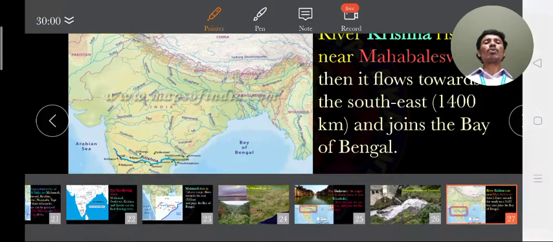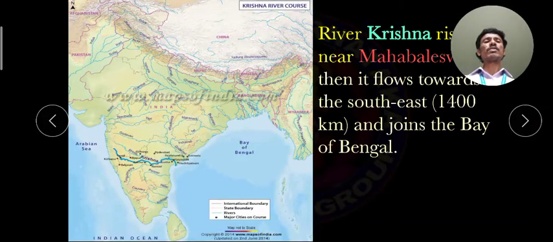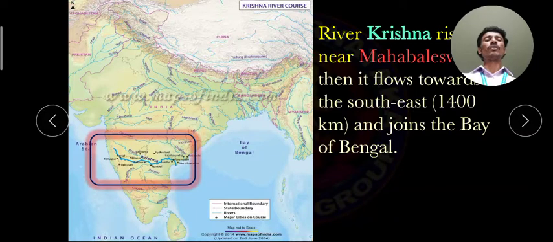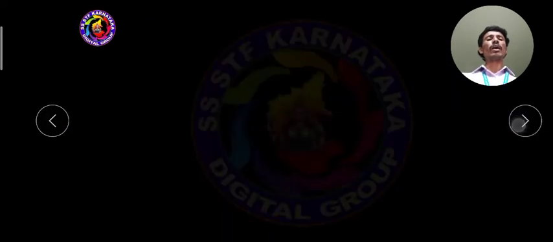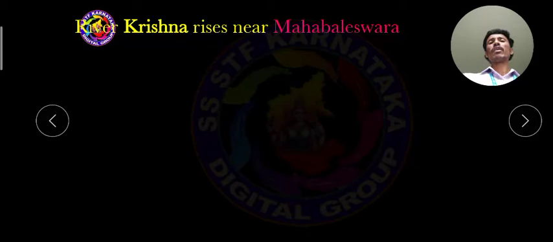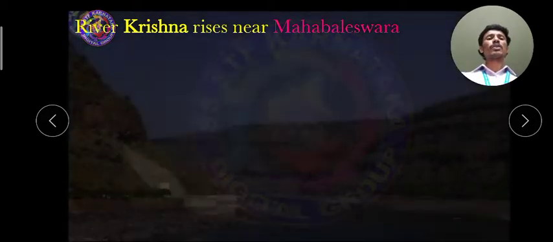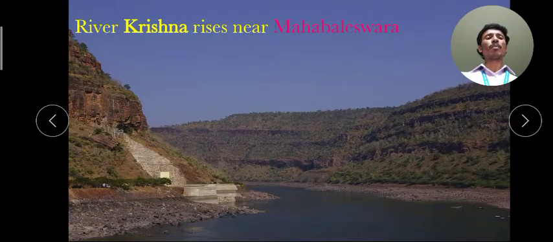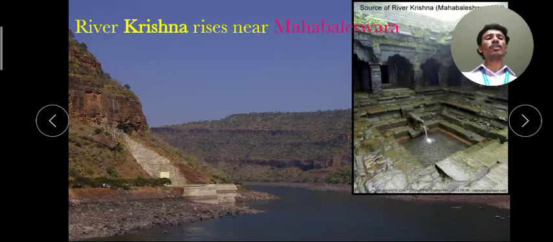So this is the south and this is the east. 1400 kilometers length and it finally joins the Bay of Bengal. And river Krishna rises at Mahabaleshwar. This is the place of Mahabaleshwara.